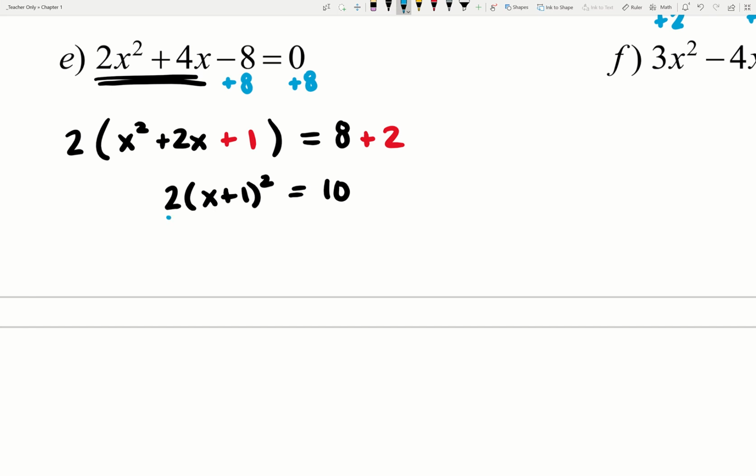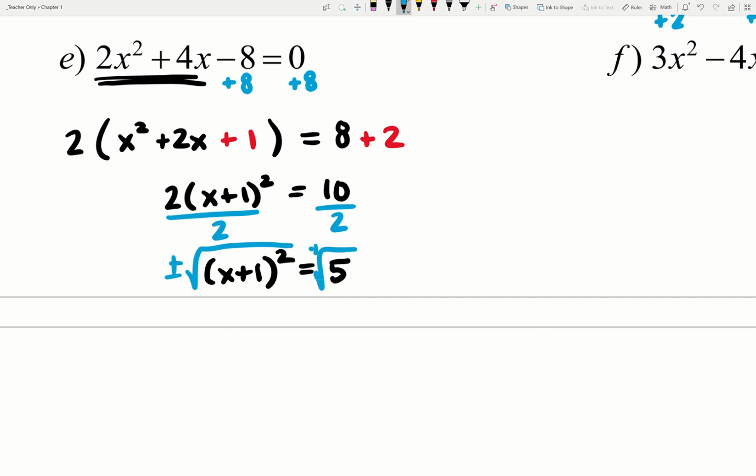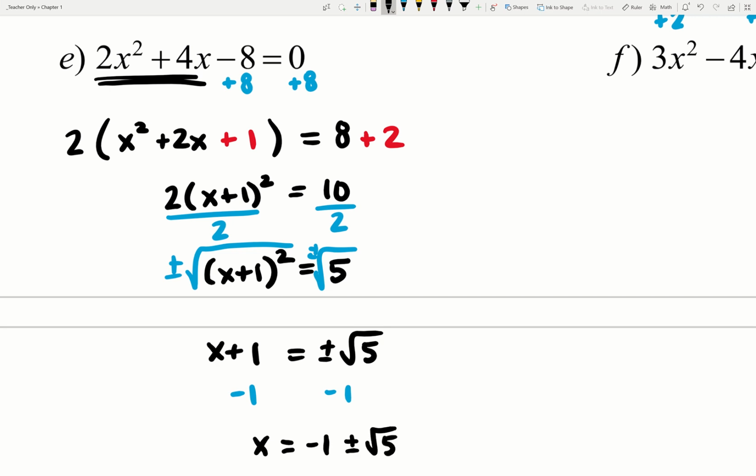And then because x is in one place, I can go ahead and start to do my inverse operations to get it by itself. So on the right-hand side, I end up with 5. And then if I take a square root of both sides, plus or minus, on the left-hand side, I end up with x plus 1. On the right-hand side, I end up with plus or minus the square root of 5. And then if I bring that 1 over, -1, I'm going to end up here with x is equal to -1 plus or minus the square root of 5. Okay, very simply done, all right?